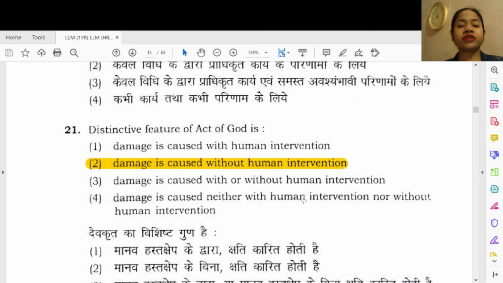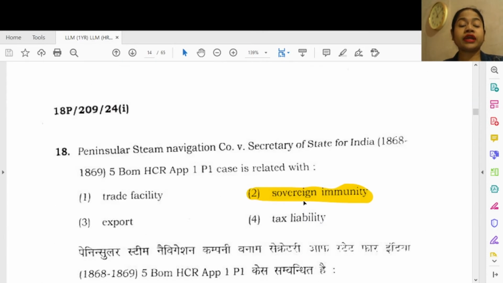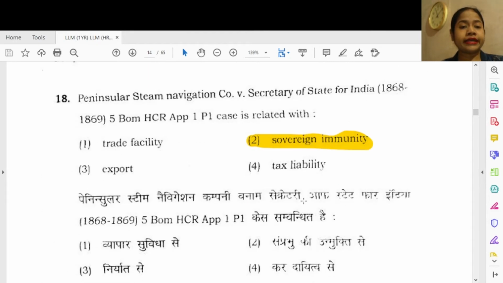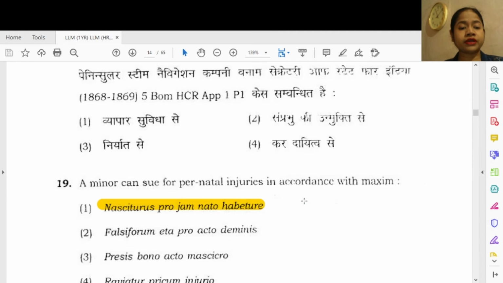21, distinctive feature of act of God is this, option number 2, damage is caused without human intervention. Question number 22, in rescue cases, doctrine of assumption of risk doesn't apply in rescue cases. 28, this is question number 18. There must be some typo error.